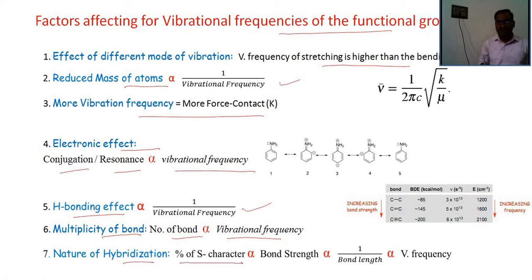For the nature of hybridization, the percentage of s character is directly proportional to the bond strength, inversely proportional to the bond length, and directly proportional to the stretching frequency. This is how the bond strength increases. Here the carbon-carbon bond dissociation energy is less because it has only a sigma bond. But in a carbon-carbon double bond the dissociation enthalpy increases. It is higher in a carbon-carbon triple bond. Here the decreasing frequency order is mentioned.